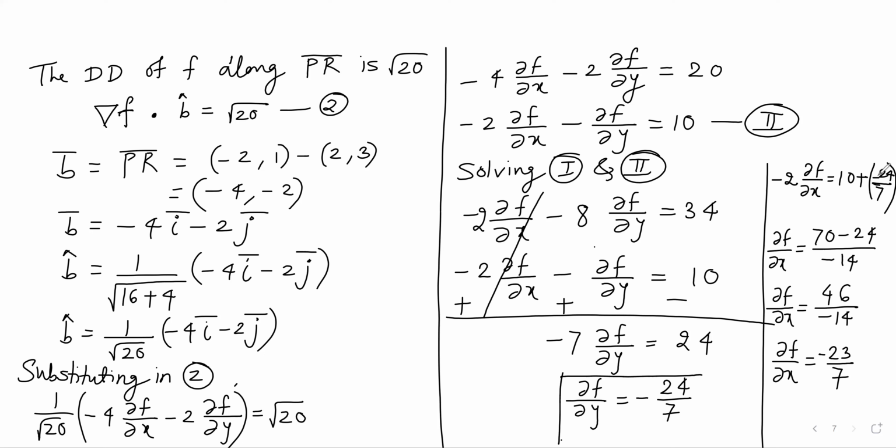So I have both the values with me. Correct? You have to keep a little bit of patience and solve this. So here del f by del x is known now, and del f by del y is also known.